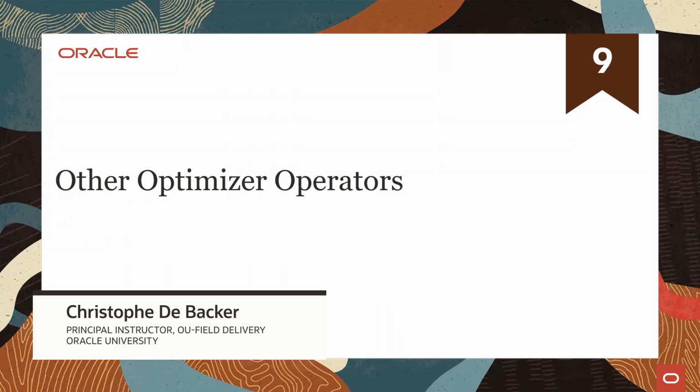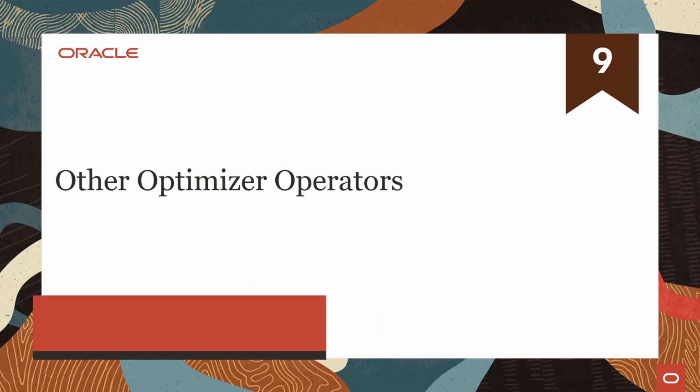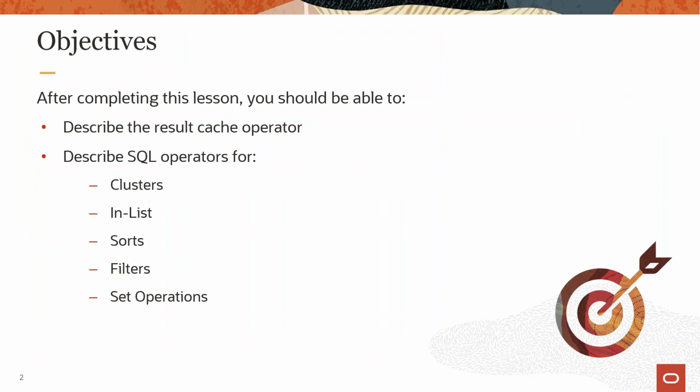In chapter number 9, we're going to discuss some other optimizer operators. After you have completed this lesson, you should be able to describe the result cache operator, and you should also be able to describe other SQL operators like clusters, enlist, sorts, filters, and set operations.